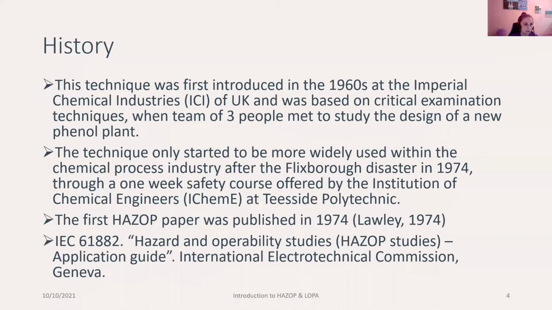Let's go back a little bit to history. This technique firstly has been created in a different form in the 1960s at the Imperial Chemical Industries of the UK and was actually based on the critical examination technique. At that moment, a team of 3 people met together to study the design of a new phenol plant. This technique only started to be more widely used within the chemical process industry after the Flixborough disaster in 1974.